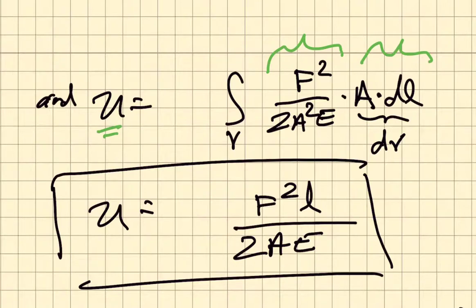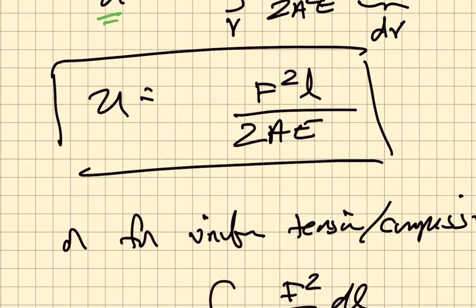Since the stress is uniform and tensile, the volume is just the cross-sectional area times an increment of length. We integrate that over the total length, and we find that the total stored energy is just F squared L, where L is the length of the tensile component, divided by twice AE.